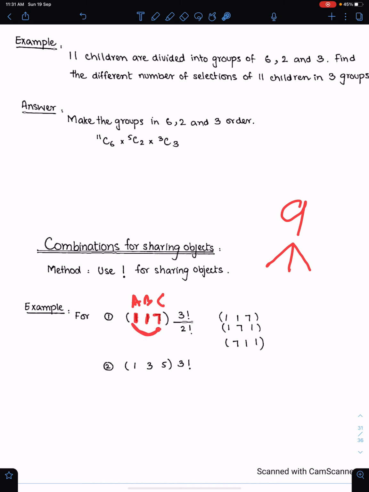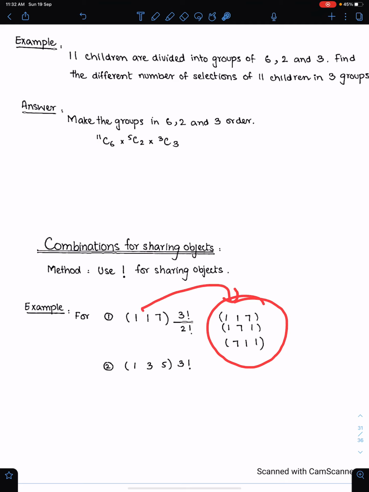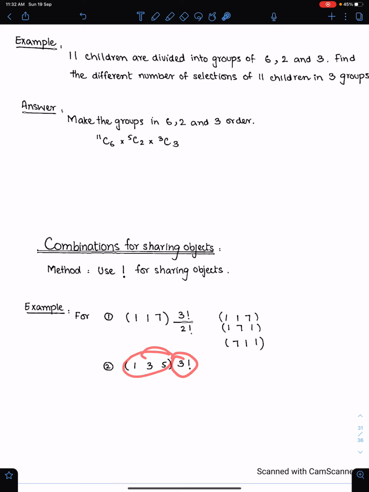And this order is random. So you have to multiply this with 3 factorial over 2 factorial. There are 3 things, so 3 ways, so 3 factorial, and 2 are repeated, so 2 factorial. Here you just need to multiply with 3 factorial because all 3 are different.